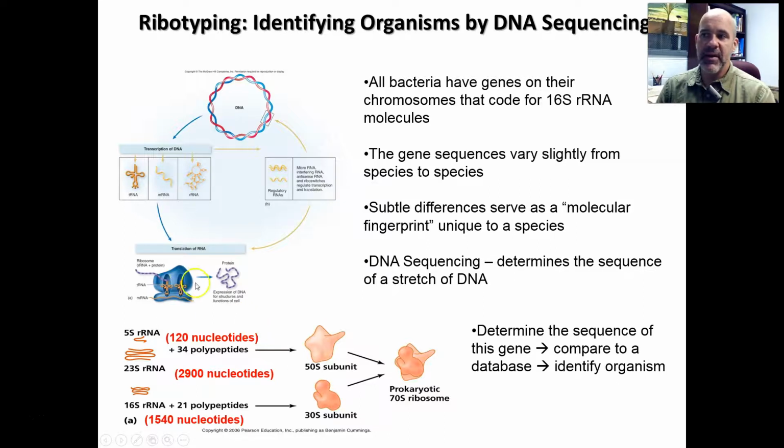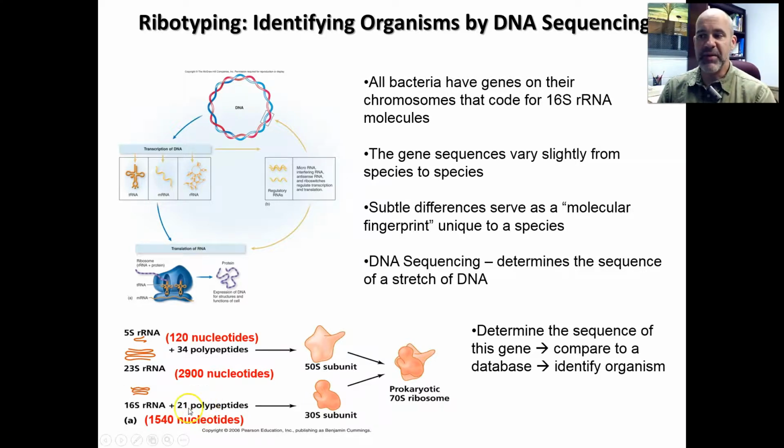I mentioned the blue structures here used in translation. Remember those? Those are the ribosomes. And we talked about how a ribosome can be broken into a large subunit and a small one. And the small subunit in bacteria has a piece of RNA called the 16S ribosomal RNA. That's part of one of the building blocks of that ribosome. There are some proteins in there as well. That RNA molecule is going to be about 1,540 nucleotides in length. And I mentioned before that those 1,540 nucleotides, that sequence will vary from species to species.